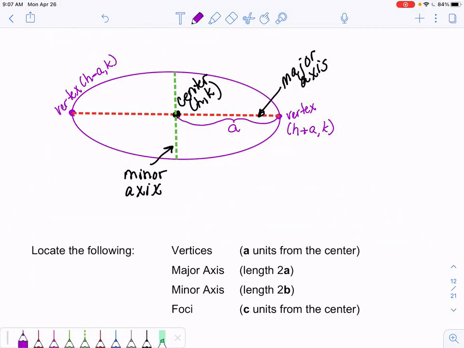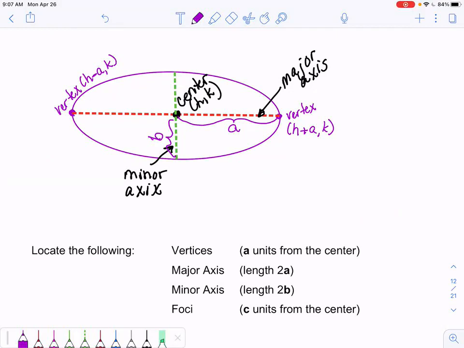It also tells you that the length of the minor axis is 2b. Again, b is going to be in our equation. So a will be in our equation and b will be in the equation. The distance from the center to the end is b. So if I double b, then I get the entire minor axis. So that's going to get us, in this case, the height of our ellipse.